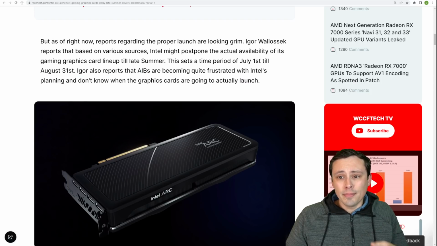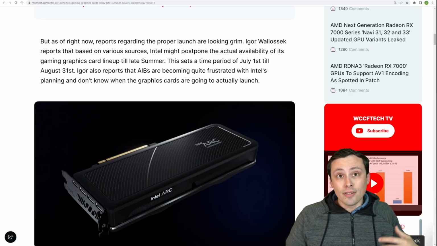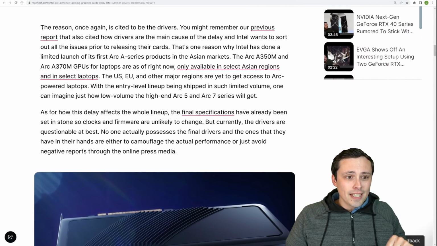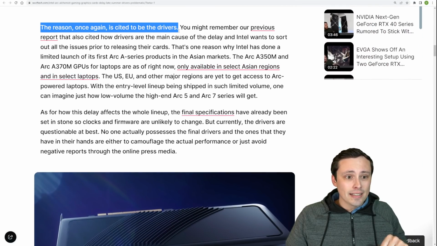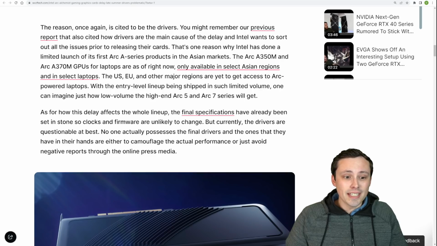So what this sounds like to me is that Igor probably has contacts at AIB partners who are expressing that it's delayed till late summer. They don't know exactly when they're coming out. That would be very frustrating for a business trying to plan these card launches and all of that. So yeah, that's kind of rough. And once again, he's saying the reason is cited as the drivers. So this is not at all good news for Team Blue or for anybody else who just wants this competition to get into the market.